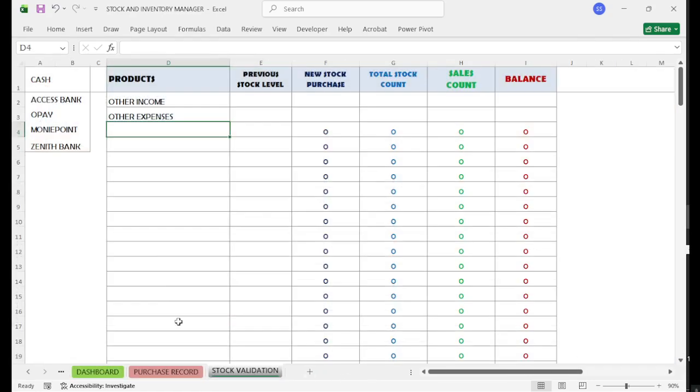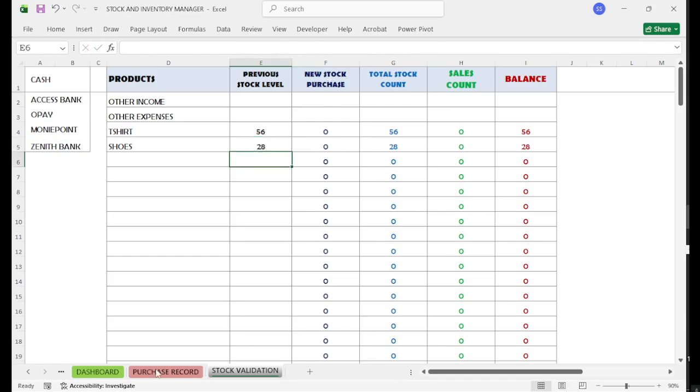Now the stock validation is where you get your inventory stock levels. So here, you are going to input the previous stock level, the one currently in your store. This is where you're going to make a list of your products. Let's say you sell t-shirts and shoes, for example. Let me just input these two. Then the previous stock level, let's say you have 56 in store, you have 28 in store. This is what it will be doing.